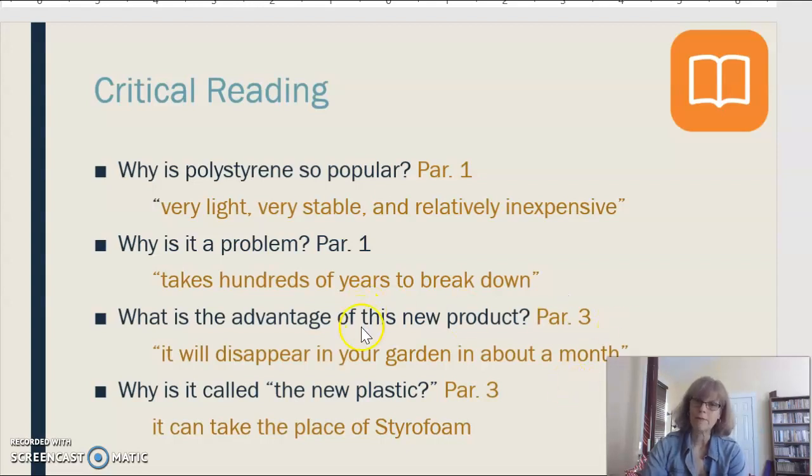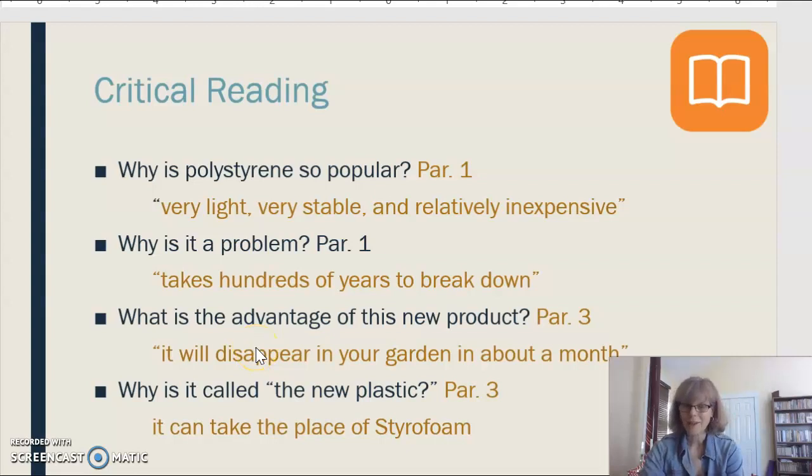Paragraph 3 talks about the advantage of this new product. In contrast to the styrofoam, paragraph 3 says this new product, the mycelium, will disappear in your garden in about a month. It's easy to break down. And then I found, why is this called the new plastic? I really found this just looking in paragraph 3. Towards the end, they say, so we're going to call this the new plastic. It's going to take the place of all that packaging material that we've used styrofoam for.